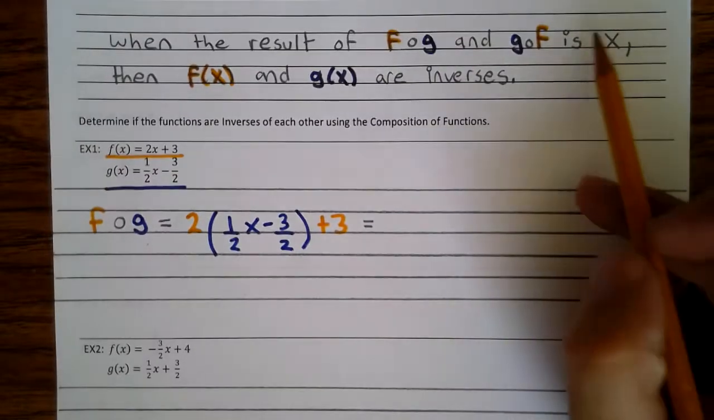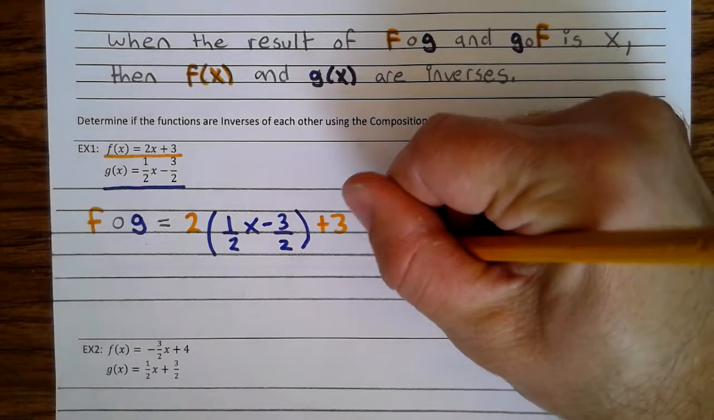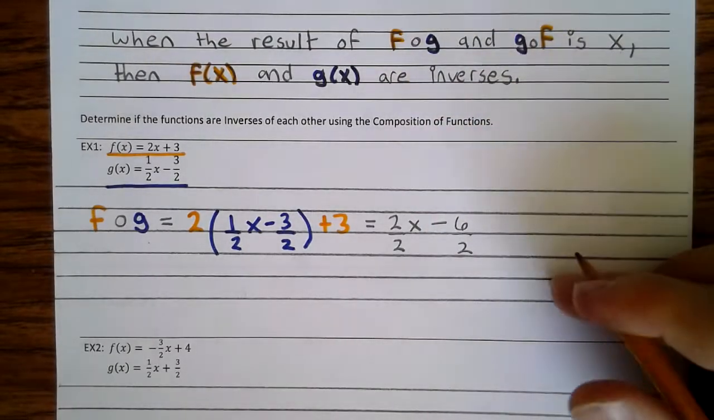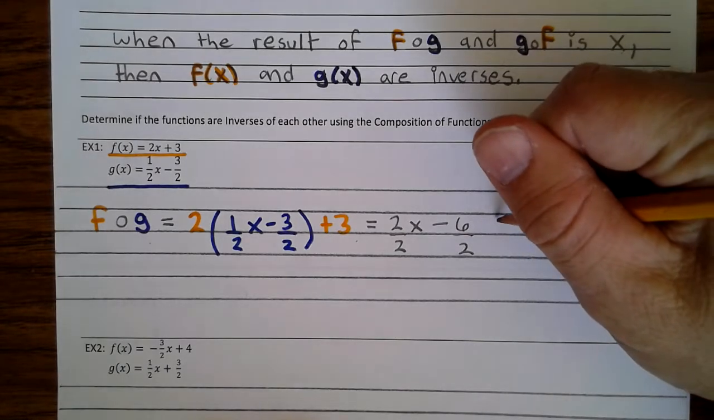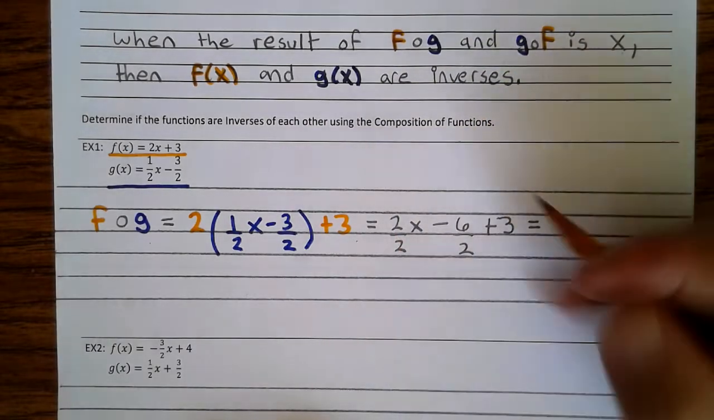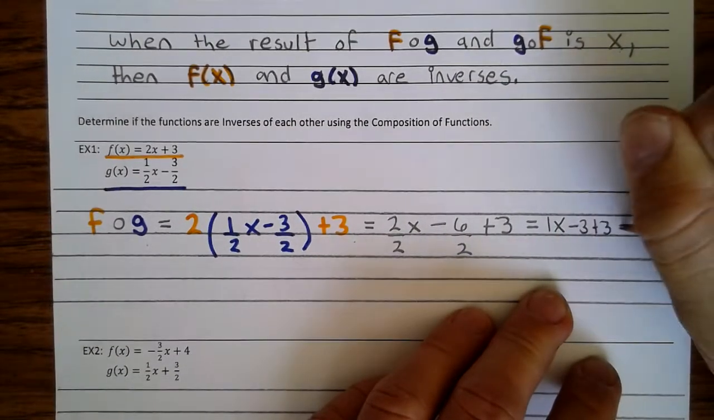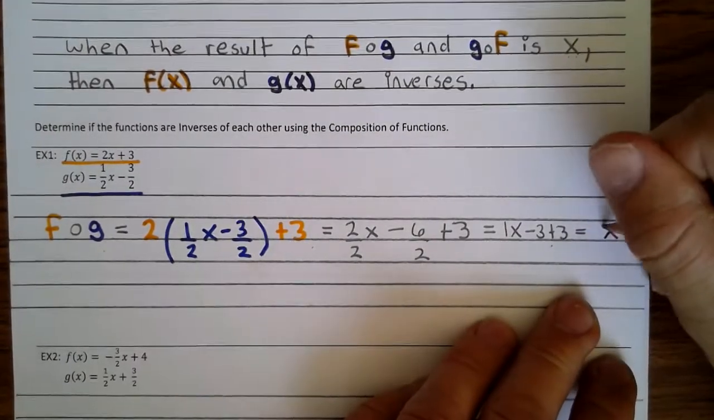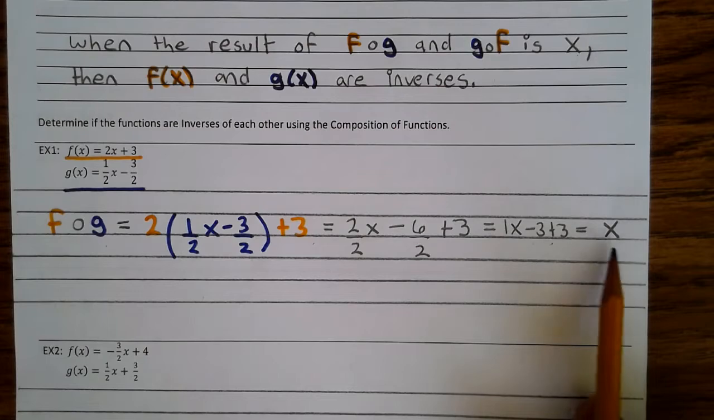And we're looking to get x. If we get x, then we're on our way to saying these are inverses. So 2 times 1/2 is 2 divided by 2x, minus 2 times 3 over 2 is 6 divided by 2. You don't multiply the 2 by the 3 because it's not in the parentheses, so plus 3. So that becomes 1x minus 3 plus 3. The 3's cancel, and we're left with 1x. Okay, so far, f of g is x, now we're going to do g of f and hope we get x as well.